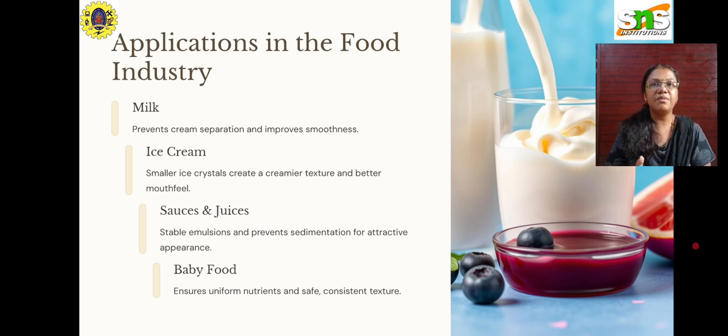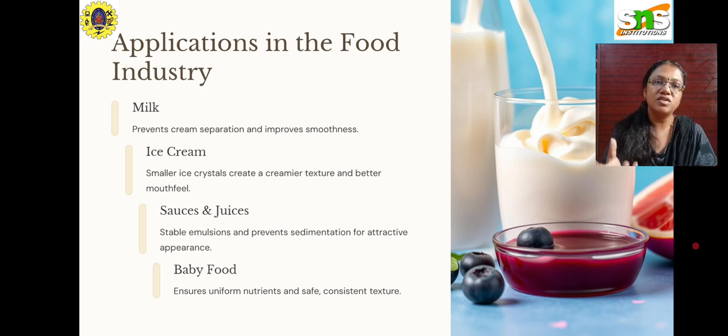And ice cream, if we take it, by reducing the crystal size, the homogenization process will create a creamier texture and give a better mouthfeel when we consume the ice cream. This also results in a smoother, richer product that will enhance the overall eating experience, and customers will enjoy it more when they consume the homogenized product.